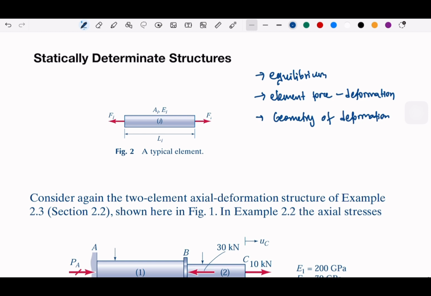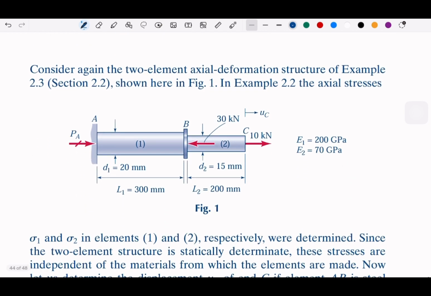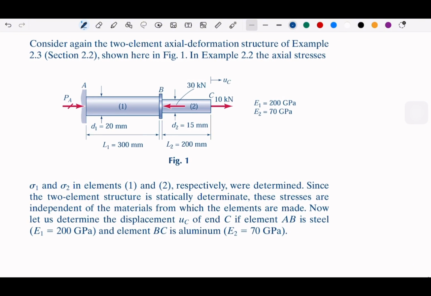Determinate means that throughout the diagram, we can solve all the forces and all the elements needed. Okay. So for example, we have here the same example as before, from chapter 2. We have two rods, different diameter, different length, and we have all the elements for the forces. We have this 10 kilonewton, 30 kilonewton, and of course we have some wall here, which has a reaction force.